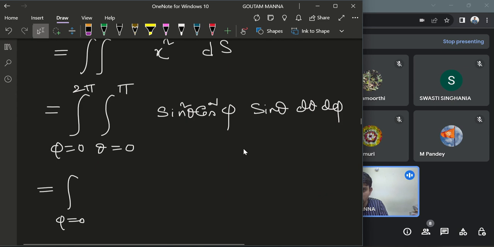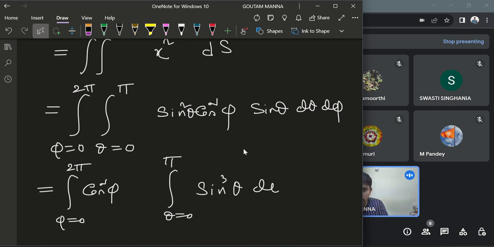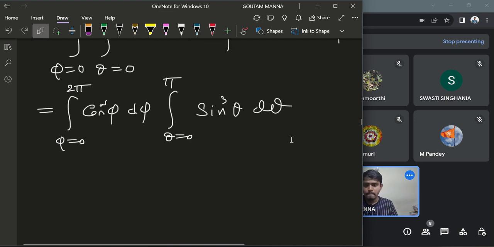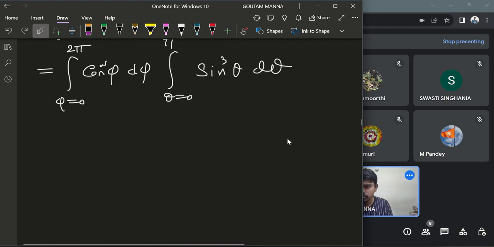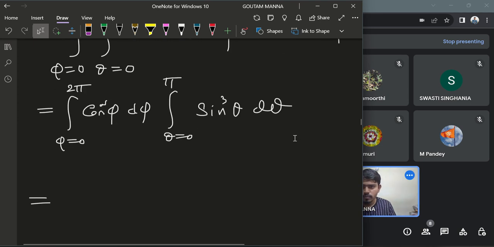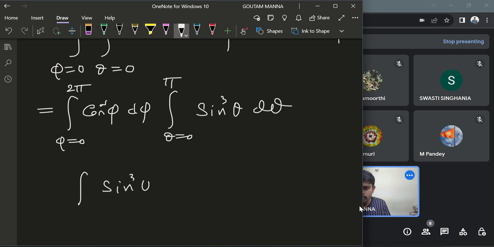Phi equals 0 to 2 pi, cos square phi, I can take it here. It will be theta equals 0 to pi, sine cube theta d theta, and this is d phi. So how to do the integration of sine cube theta? Let me do this integration first, the integration of sine cube theta d theta separately.